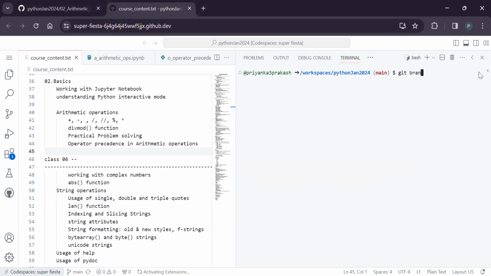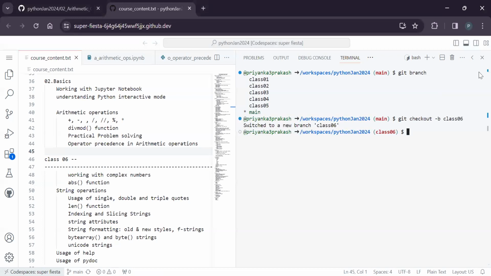So git branch again, git checkout -b class 06. So no more things are needed. But if you see git status, it is clean.